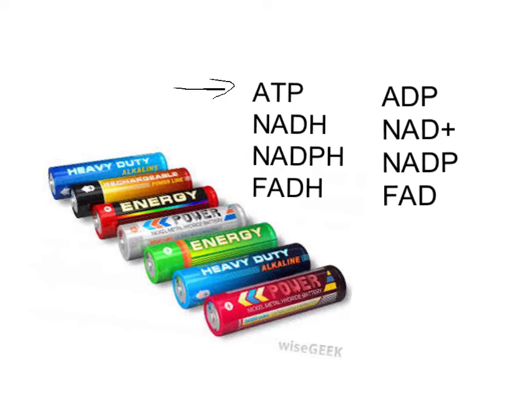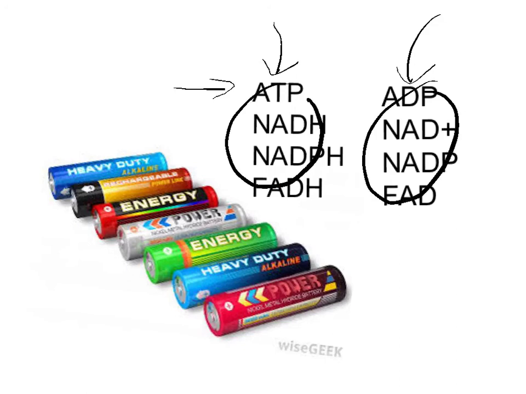The easiest way to think of it is to think of the ATP as a full battery and the ADP as an empty battery. As long as you can do that, it's easy to understand how the cell stores energy and releases it for use later.